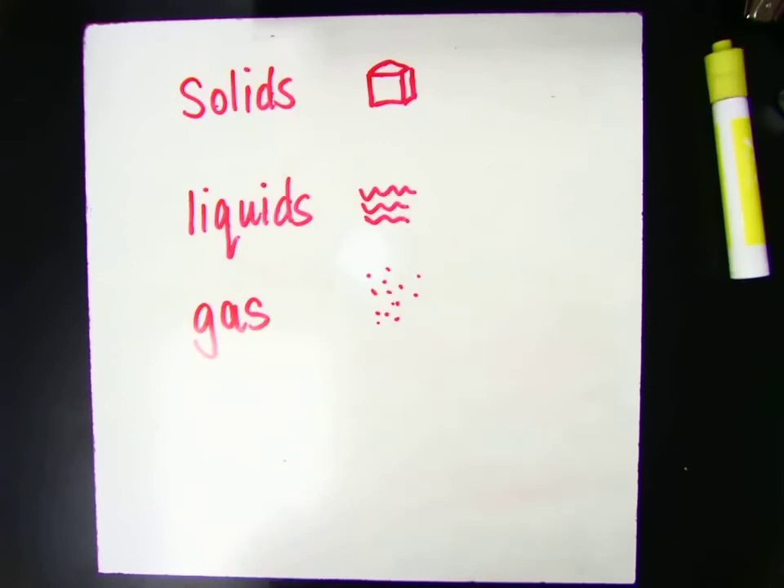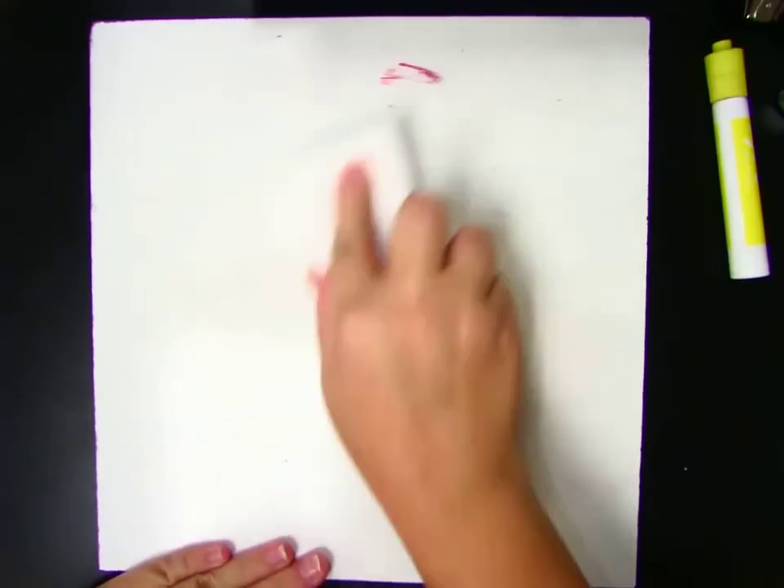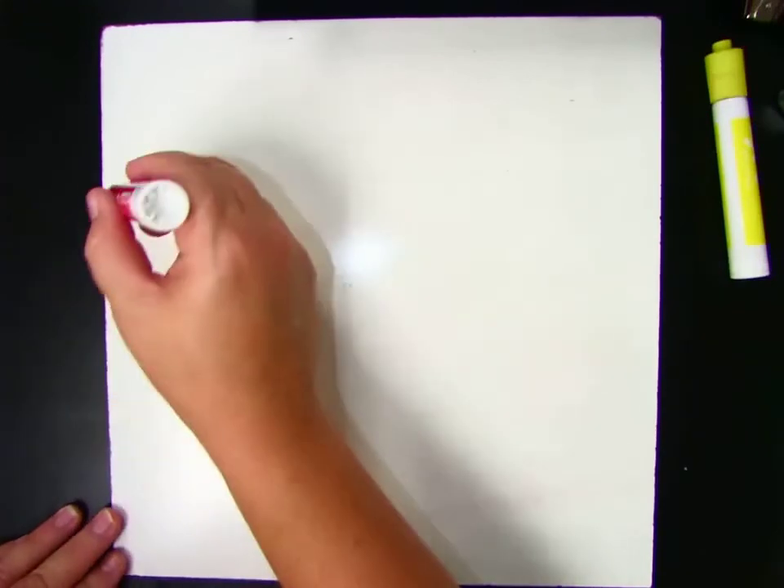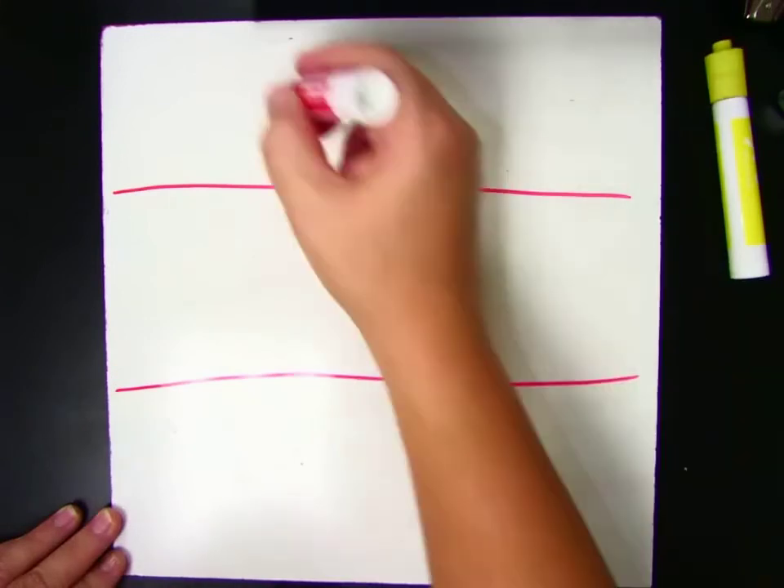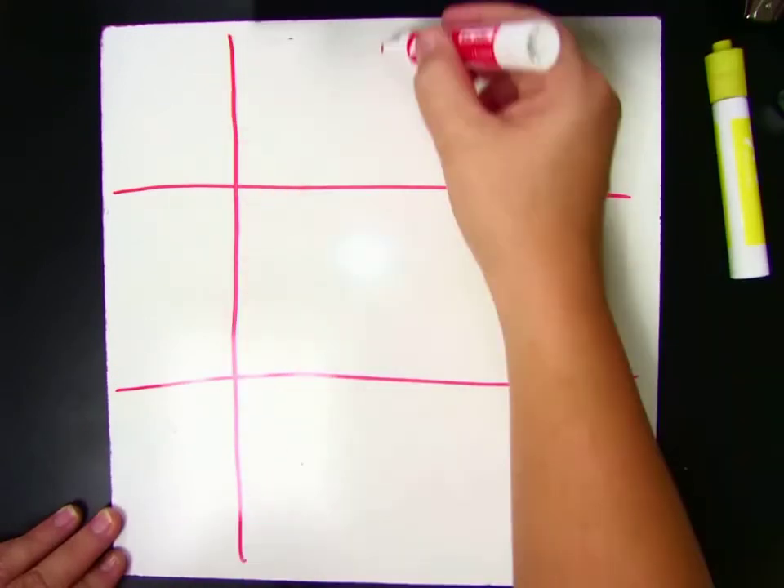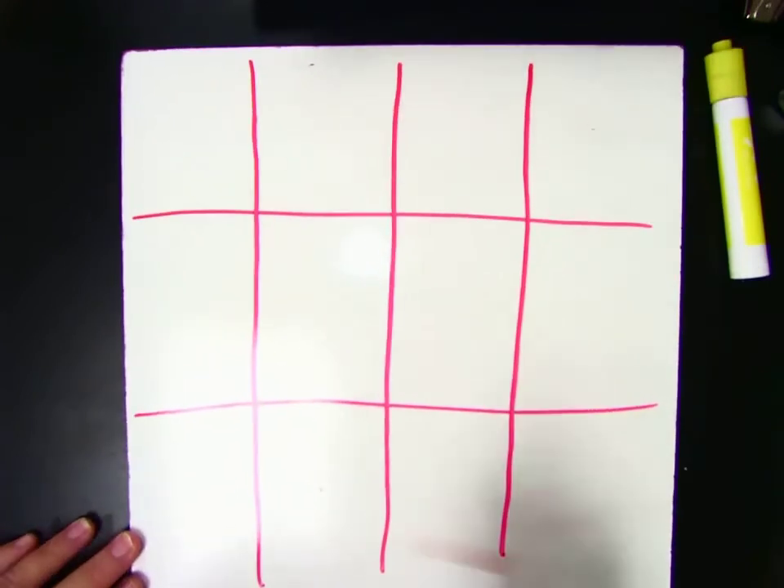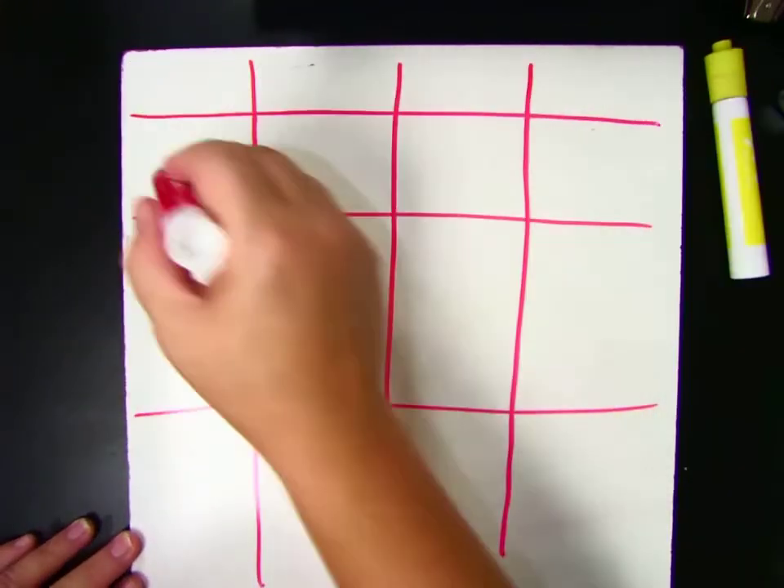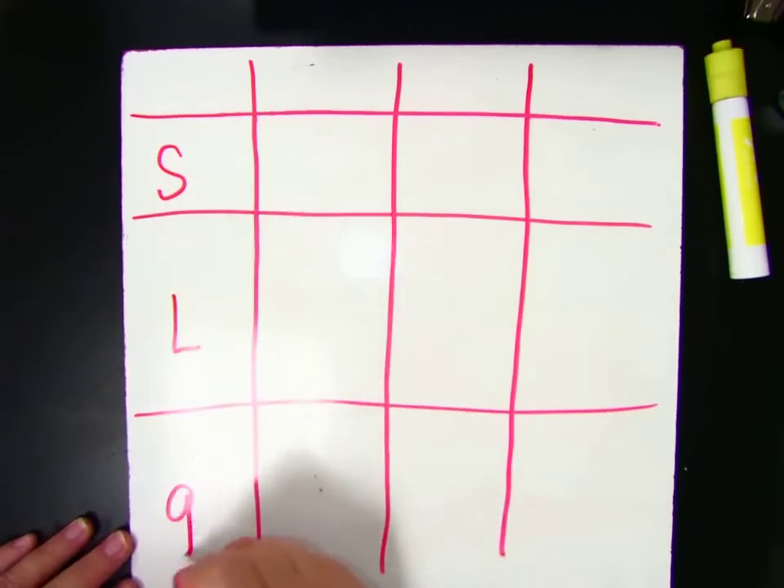Let's look at the molecular structure of solids, liquids, and gas. That's what the little tiny particles are that make up matter. And I like to look at it in terms of a chart. Okay, so if we have a chart, and up here we put solids, liquids, and gas.